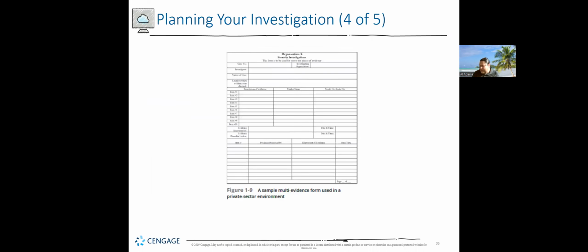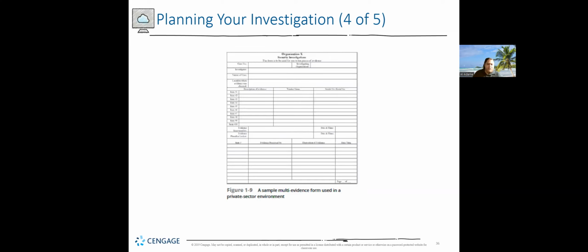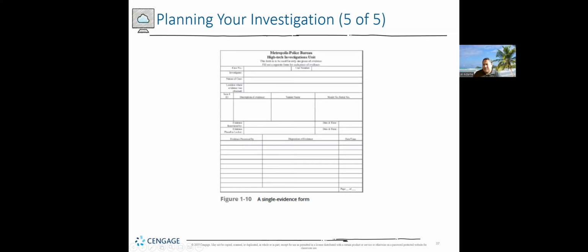Here's what you would fill out. It's not the greatest picture, sorry. That's a single one. Here's multi. Oh, sorry, it's a cop one, a high-tech investigation unit form, and that is really hard to read. That's a single evidence form as well. Go back a page. Oh, this is the multi. My mistake, I thought this was single. The multi one looks like a single page, and the single one looks like a multi-page. I don't know, I didn't make these. But there you can see the ID and description of evidence, vendor name, model number, et cetera. You would just fill all that out.